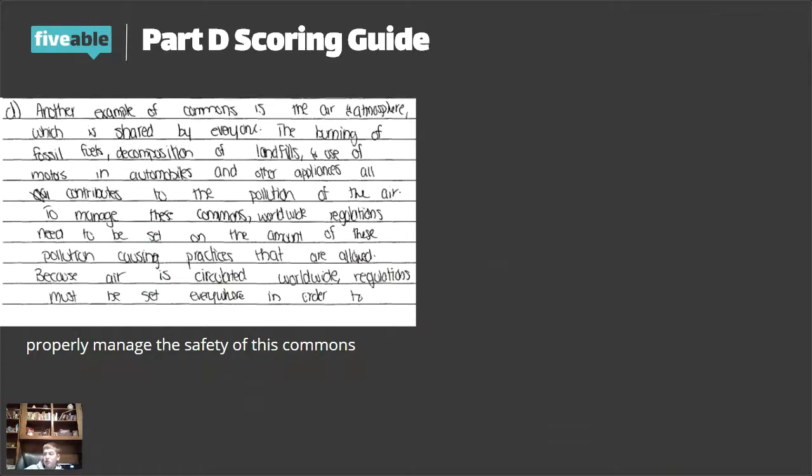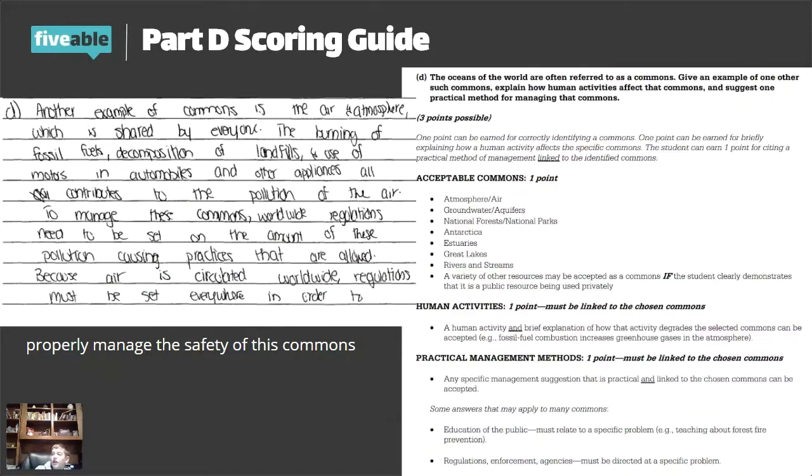Okay, so it looks like they named the commons. Let's look at the rubric, see if the rubric accepts this commons and what they said was hurting it and how to protect it. The question said, give an example of a commons, explain how human activity affects it, and suggest one practical method for managing it. So here is the list of acceptable commons. Oh, whoa, they said atmosphere, air, right there, number 1. Do you think they got that point? I think that was pretty straightforward too. I think that they got that point, yeah.